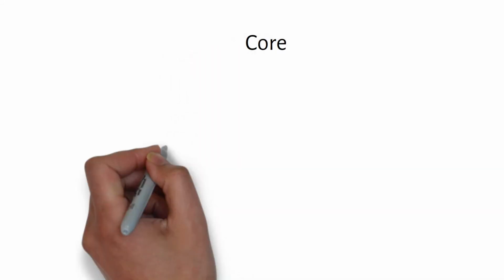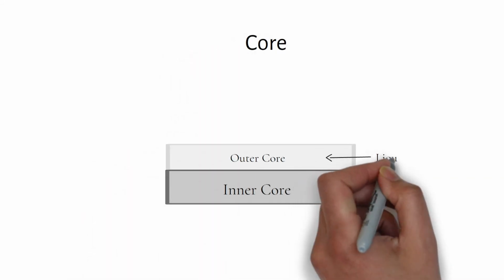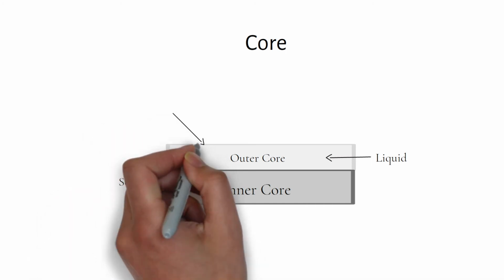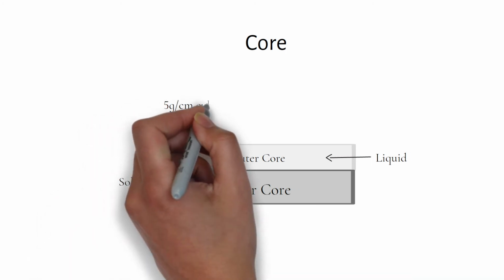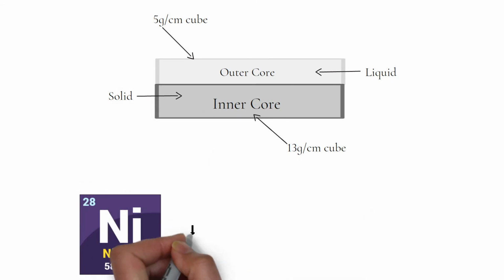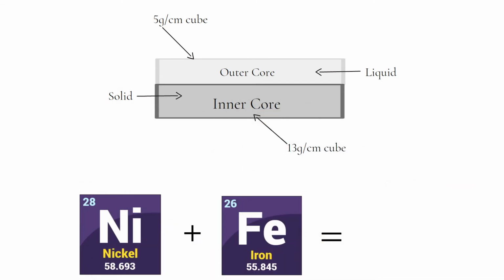Core. Outer core is liquid and inner core is solid. At the boundary, core density is around 5 gram per centimeter cube, and at the center of the Earth, it's around 13 gram per centimeter cube. It's also known as knife layer due to nickel and iron presence.